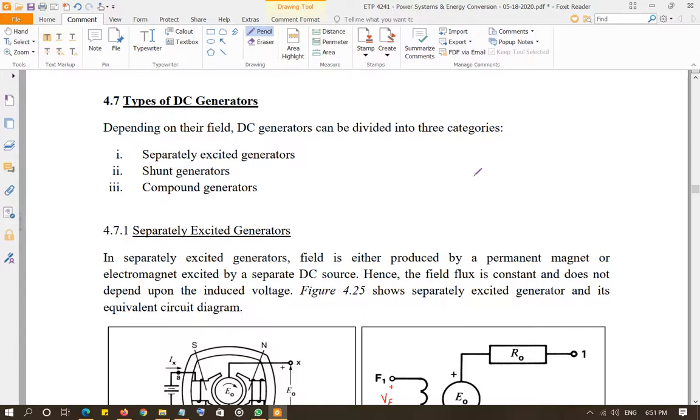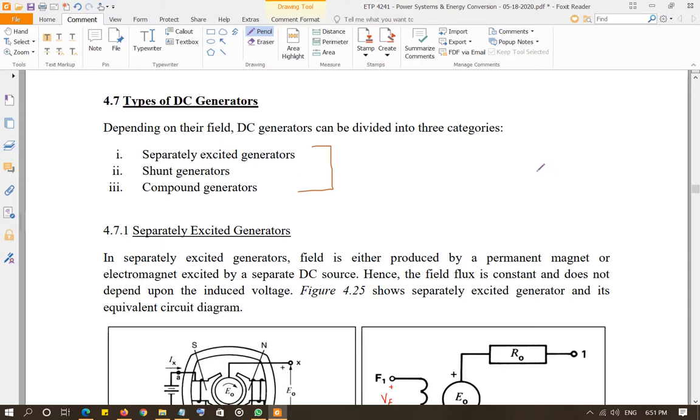Let's discuss different types of DC generators as it is listed over here. We have main three types: separately excited generators, shunt, and compound generators. The types of generators are based on where the field winding is located, where the field flux is coming from, where that winding is located.